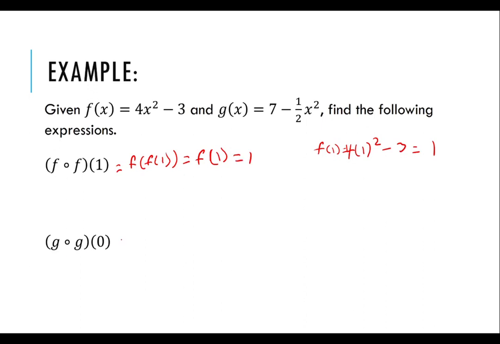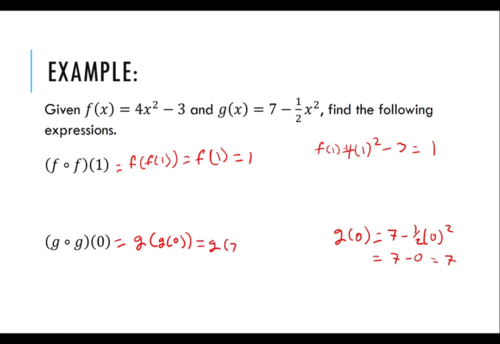And g of g of 0, that is g taking in g of 0. g of 0 is 7 minus a half times 0 squared. But that's going to be 7 minus 0, just 7. And so g of g of 0 is really g of 7. And g of 7 is 7 minus 1/2 times 7 squared, which is 7 minus 49 halves, which is 14 halves minus 49 halves, which is negative 35 halves.